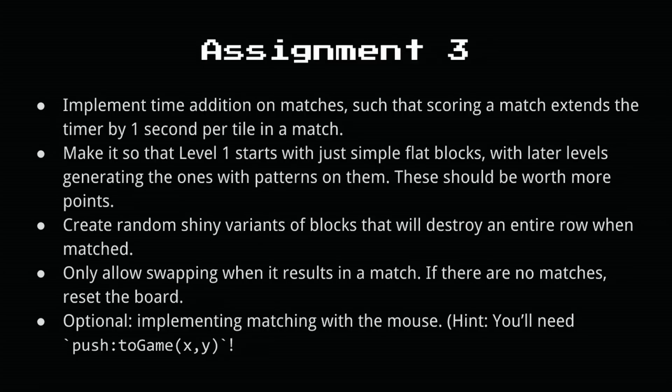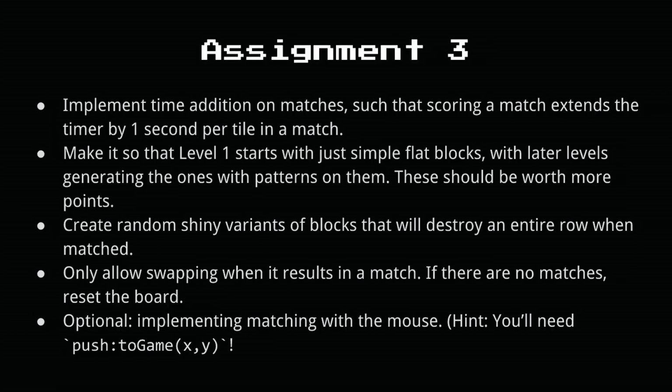Only allow swapping when it results in a match. This is an important thing because right now, mathematically, it's actually very unlikely that you'll get a board that has matches on it to begin with. So you're going to have to pick a subset of tiles in your implementation and actually use those instead of just using all of them. Like pick 6 tiles, which you can get variants on, or just whatever flat colors, and then you use only those to spawn your board. Don't use all 18 or however many there are.